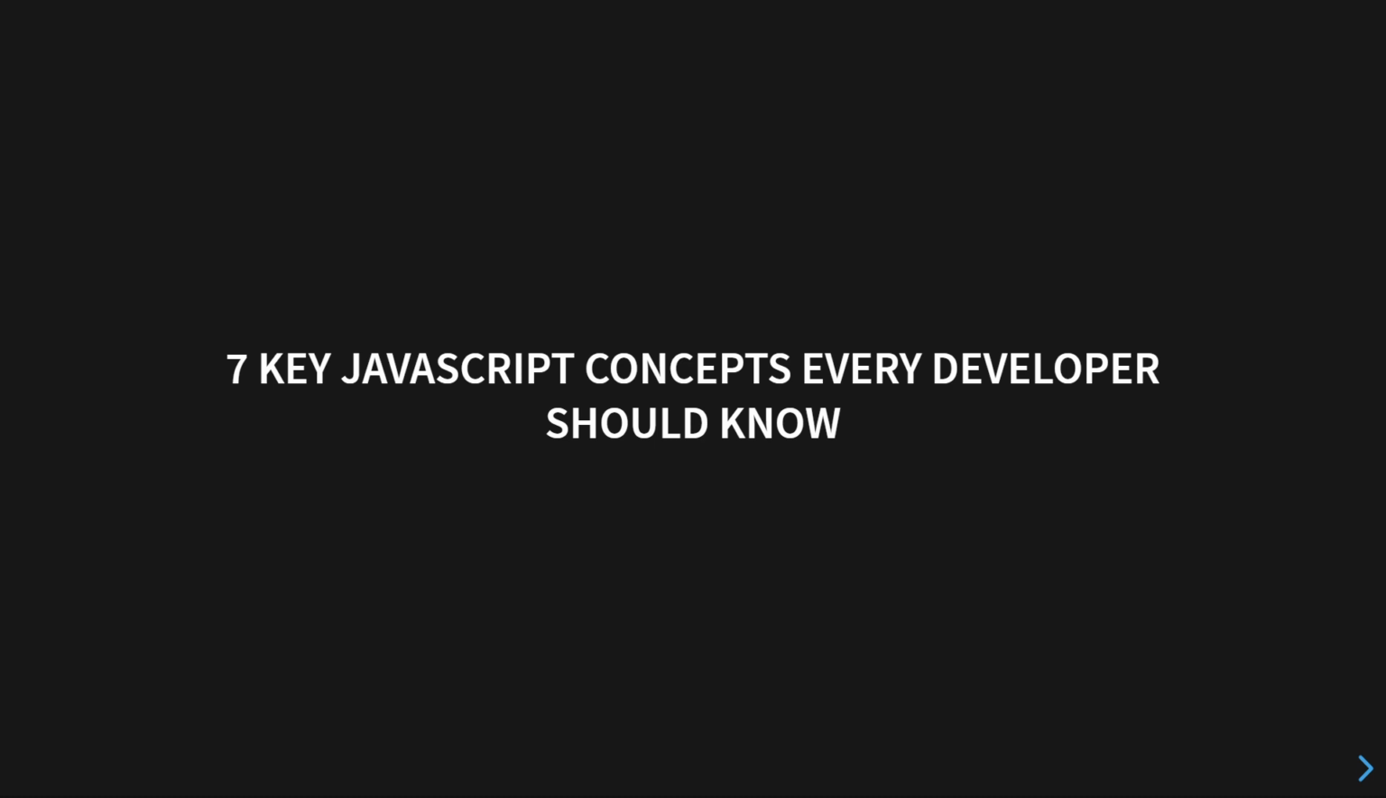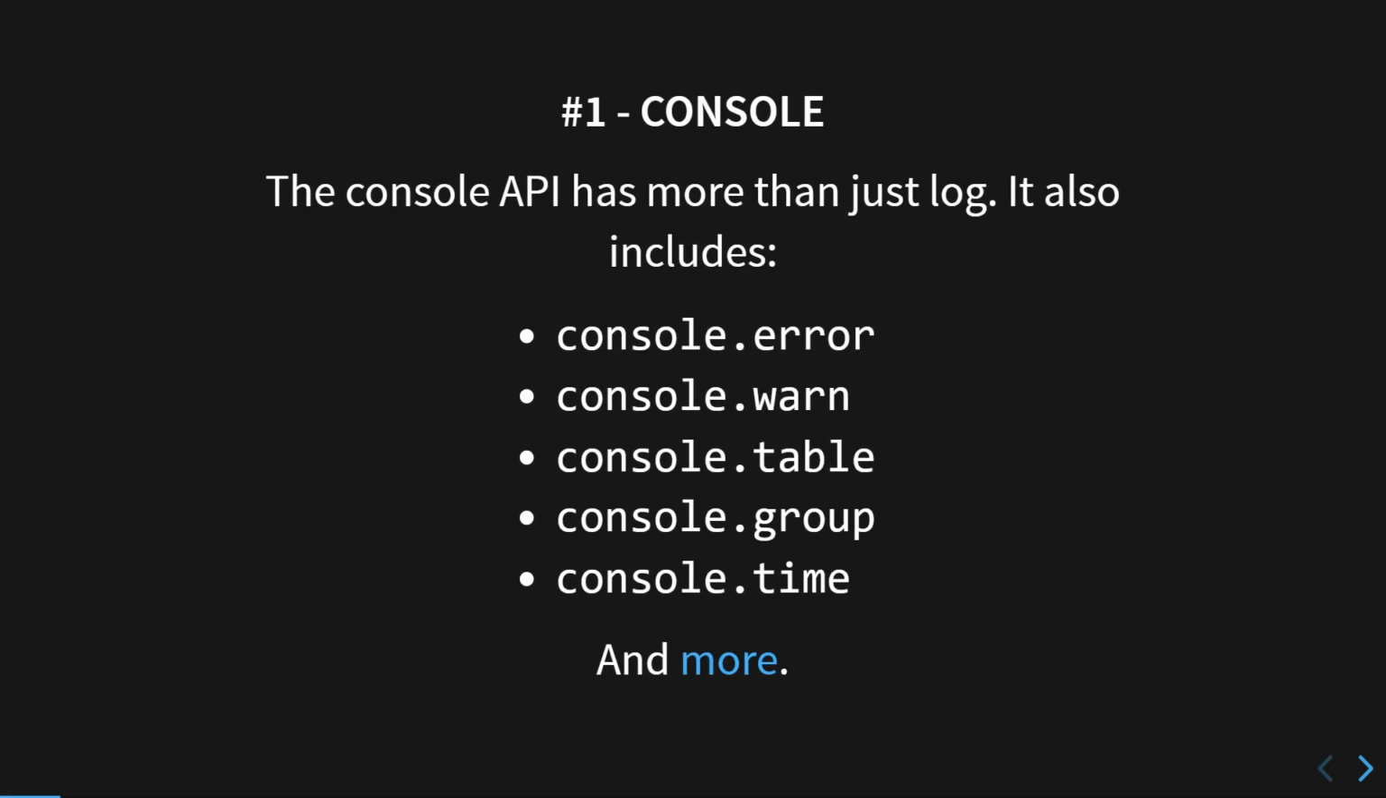The first one is the console object. The first program that everyone writes is probably hello world, and to do that in JavaScript, it's console.log. But the console API has more than just log. It also includes console.error, console.warn, console.table, console.group, and console.time. And there's much more, and I'll include a link in the description to the documentation.